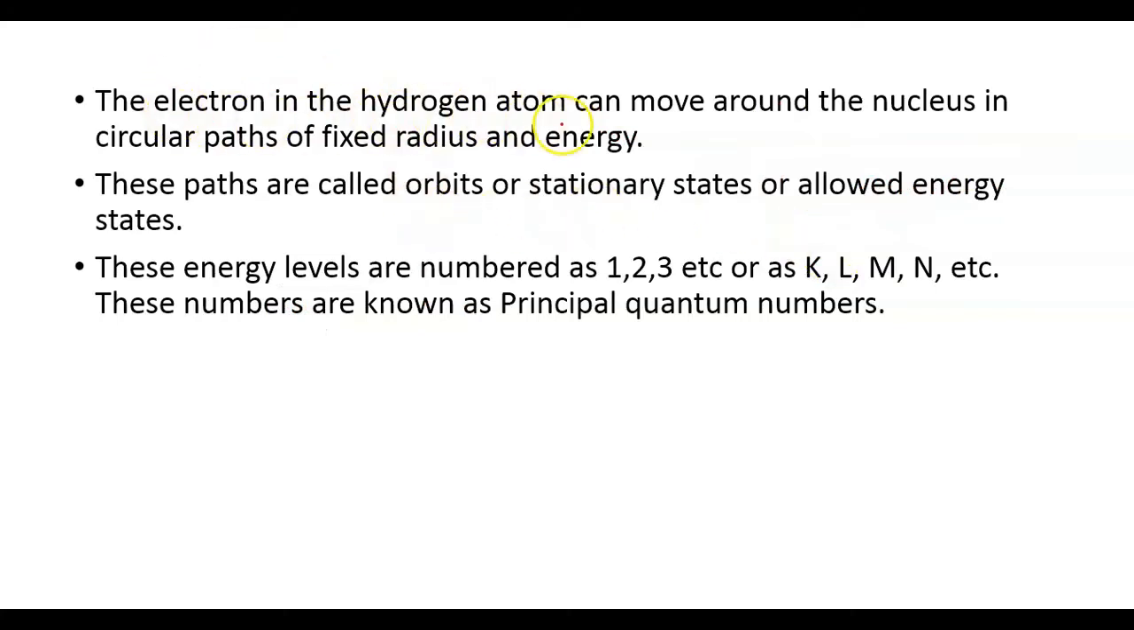So the electrons in the hydrogen atom can move around the nucleus in a circular path of fixed radius and energy, and these circular paths can be called orbits, or otherwise stationary states, or otherwise allowed energy states. Okay, so these paths can be called orbits or stationary states or allowed energy states.